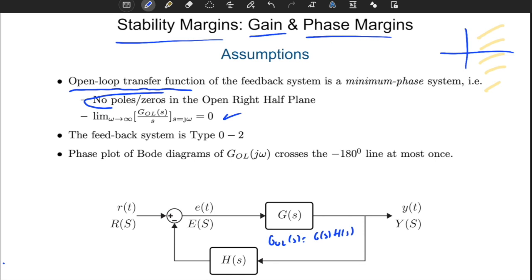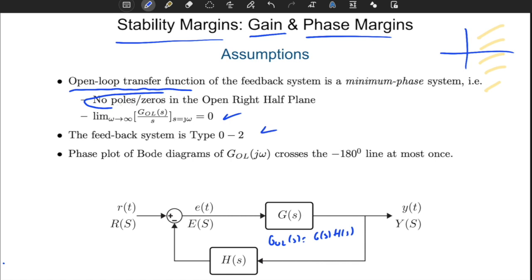The feedback system should be type 0, 1, or 2. So what does it mean? It's okay to have a type 0 system, no integrator. One integrator is fine, double integrator is fine, but triple integrator is not allowed. This is also super normal. I haven't seen any physical system that is really controlled with triple integrators, because it means that the system is just driven by jerk without any damping or other kind of stiffness, which is also not common. So this assumption is also fine.